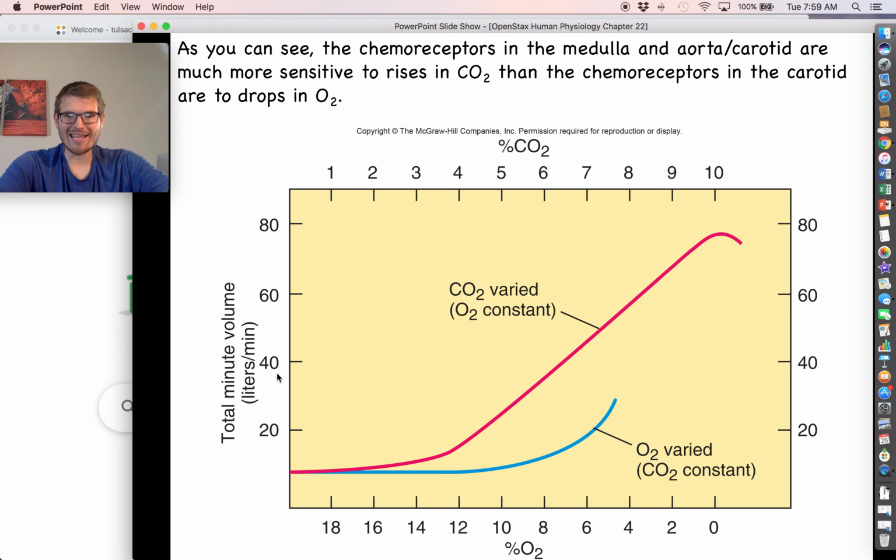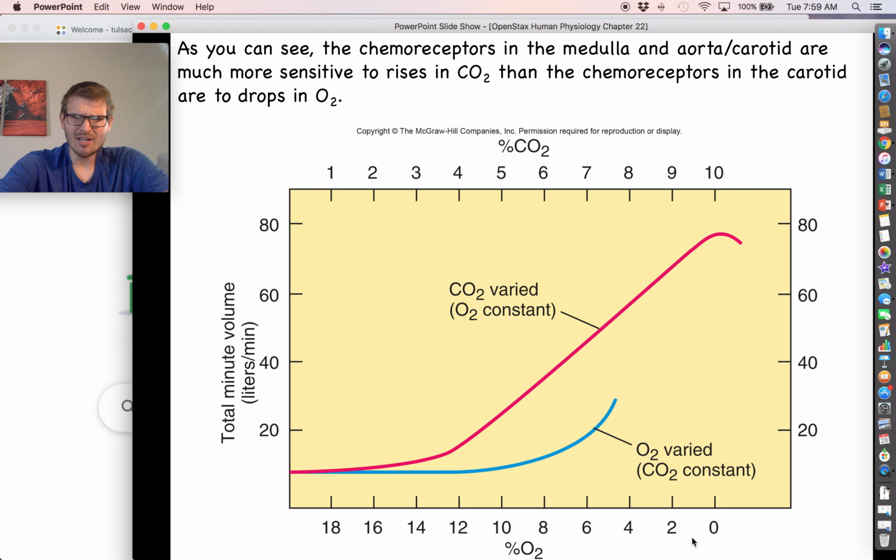This is a complicated looking graph, so I'll try to orient you. What you're looking at here on the Y-axis is your total minute volume. So what volume of air are you drawing in and out per minute? Basically, how much are you breathing? The higher the graph goes, the more you are breathing. And then on the X-axis, you're looking at either how much carbon dioxide is there or how much oxygen is there.